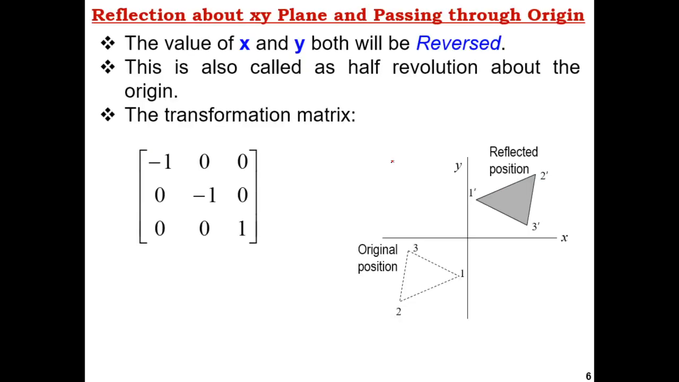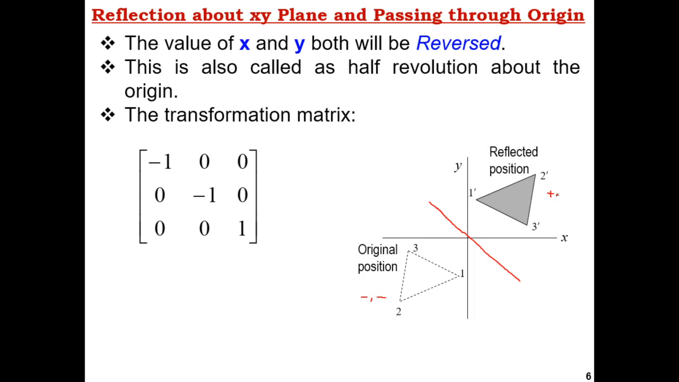Now the next type of reflection is about the xy plane, passing through the origin. How is it possible? You can consider it as the reflection about the x-axis as well as the y-axis, or you can say the reflection about the origin. If you put a mirror in that form, the object is going to be reflected totally on the diagonally opposite part. If this is the plus plus part, then the opposite diagonal part is minus minus.